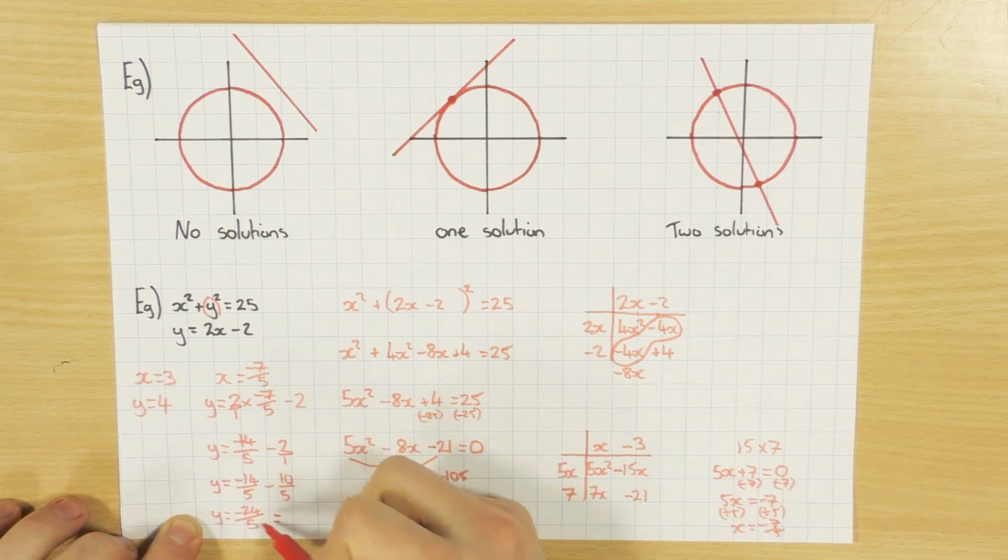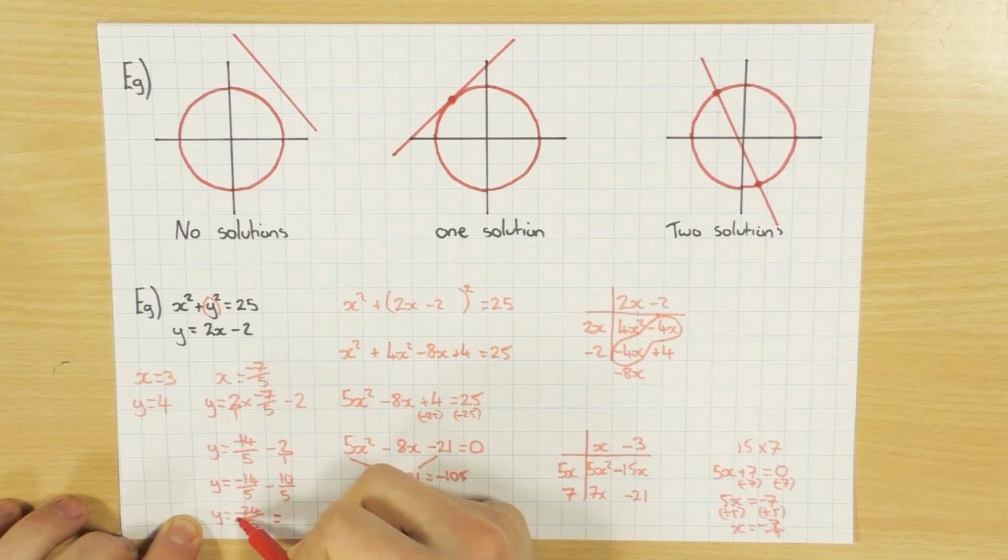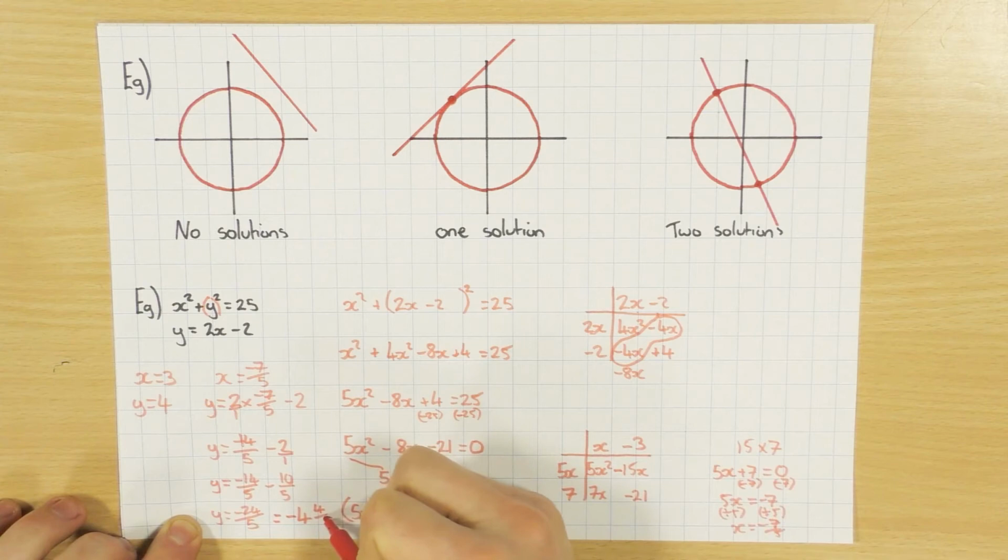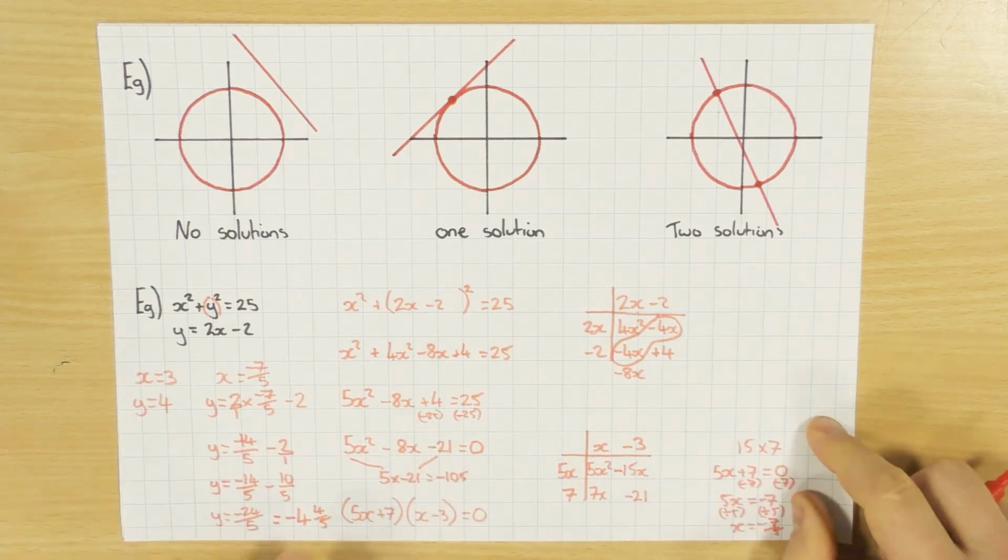How many times does 5 go into 24? Well, it goes in 4 times, but don't forget it was minus 24. So it goes in minus 4 times. What's left over? 4/5. I'd leave it like that personally, but you can convert it.